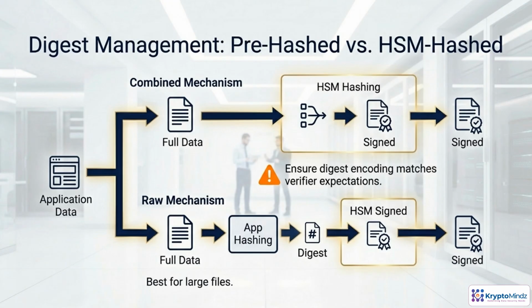There are 2 signing modes to keep straight. In a combined mechanism, you hand the full message to the HSM, and it performs both hashing and signing with a known algorithm pair, such as SHA-256 with RSA. In a raw mechanism, your application hashes first, then sends a digest or encoded structure to be signed. If the mechanism doesn't match what you actually send, you either double hash or send a digest in the wrong format, and verification will fail.